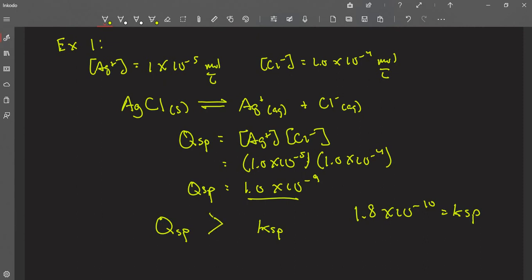Now, because of that, we're going to answer the question and say that, therefore, a precipitate of silver chloride will in fact form. And that's it, and you're done. That's question 1.